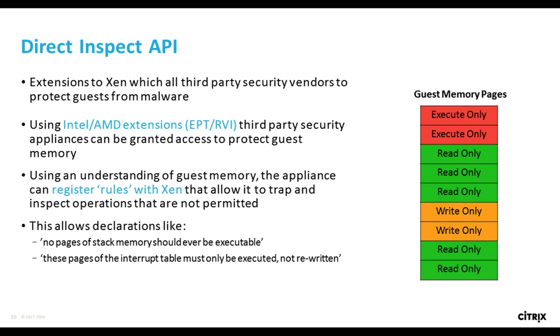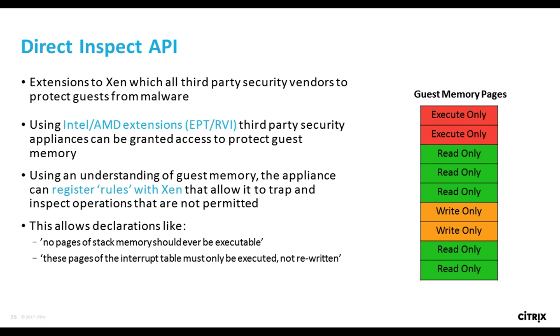This allows declarations like no pages of stack memory should ever be executable, or these pages of interrupt tables must only be executed and not rewritten, for example. The building block hardware that supports this technology is, again, Intel's EPT. This is going to provide the acceleration required to set up notifications or traps on the critical memory regions inside of the guest machine that are registered upon setup by the security appliance. The rules of the security appliance will then be triggered when things like invalid memory access or other types of operations are made by the guest application or kernel, and the hardware is going to intercept and notify the security appliance, allowing it to determine how to respond.